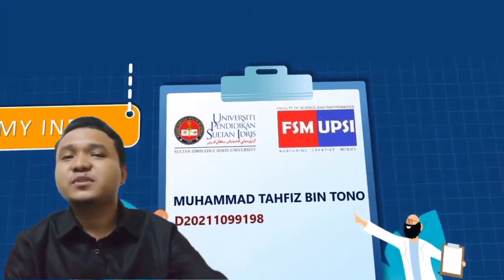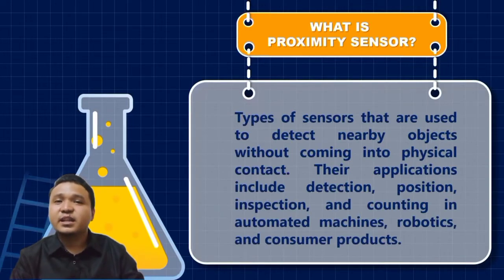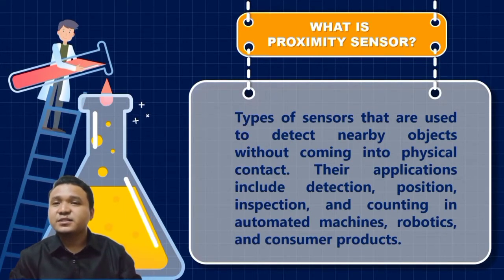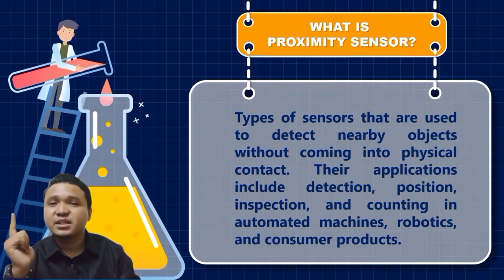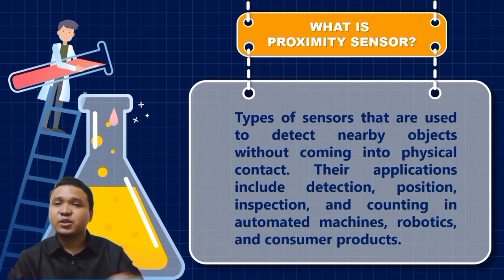So what is a proximity sensor actually? It is a type of sensor that is used to detect nearby objects without coming into physical contact. Their applications include detection, position, inspection, and counting in automated machines, robotics, and consumer products.